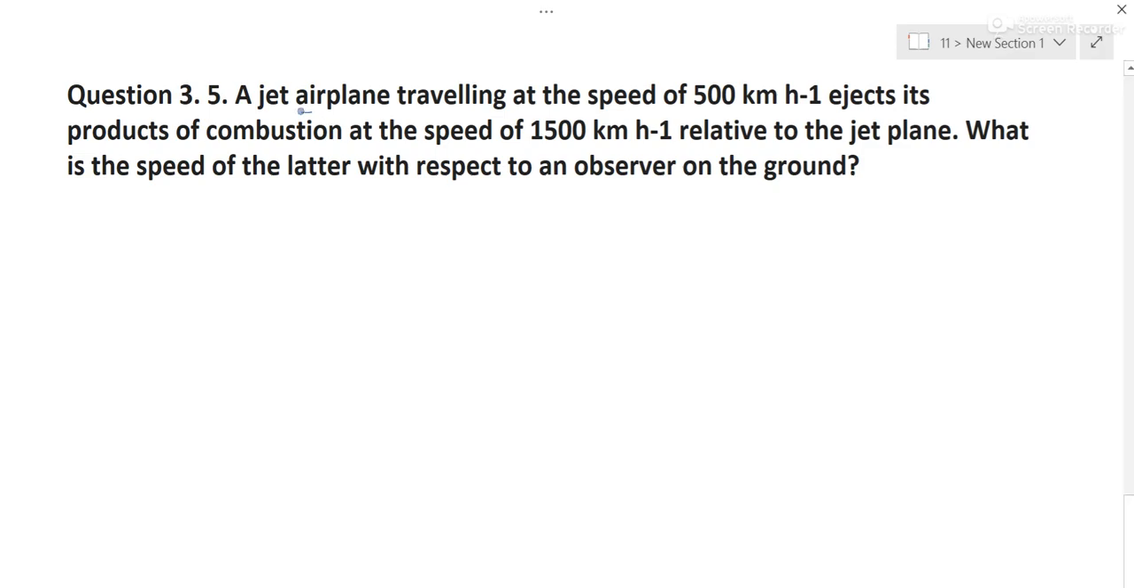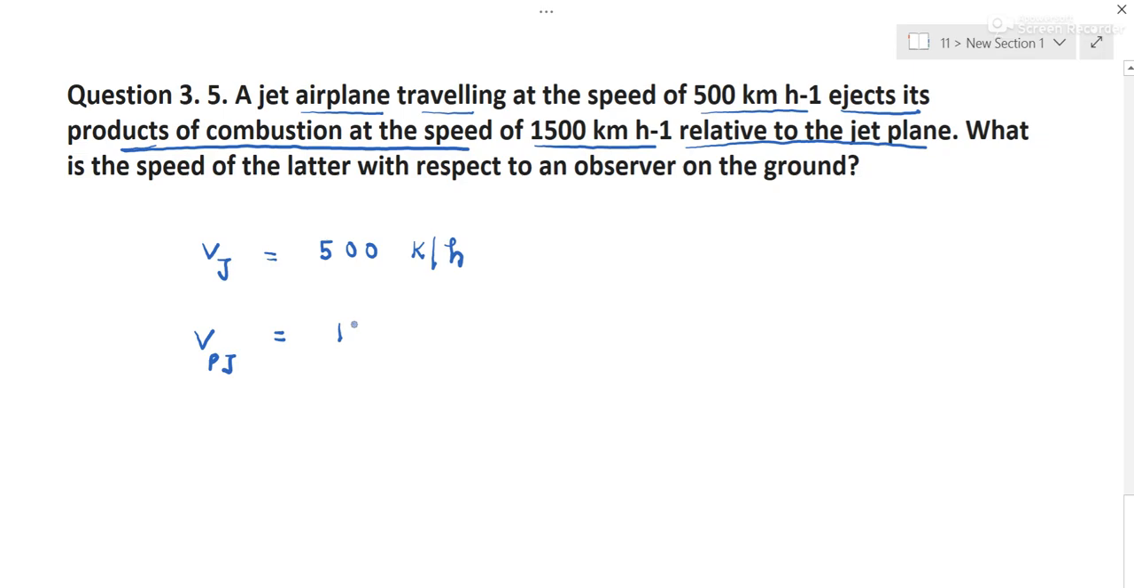A jet airplane traveling at a speed of 500 km per hour. So this is the speed of the jet plane, 500 km per hour. It ejects its products of combustion at the speed of 1500 km per hour relative to the jet plane. So this is the speed V of the products with respect to the jet plane. So it has to be written this way, and it is equal to 1500.